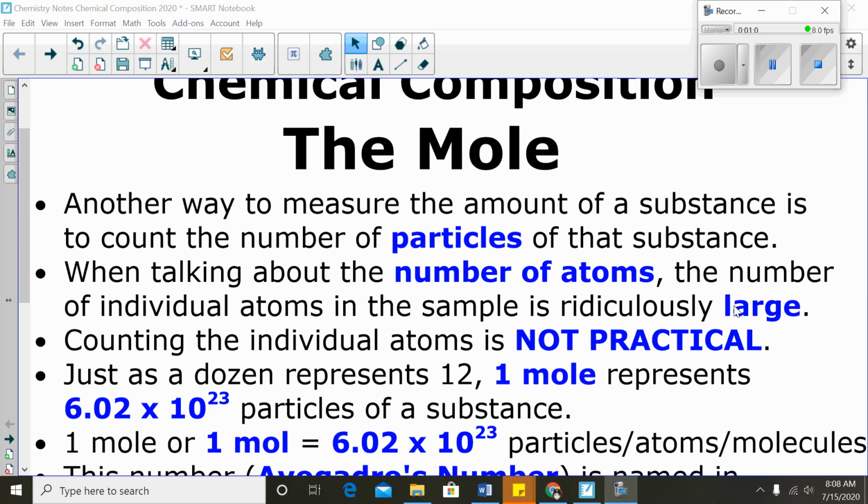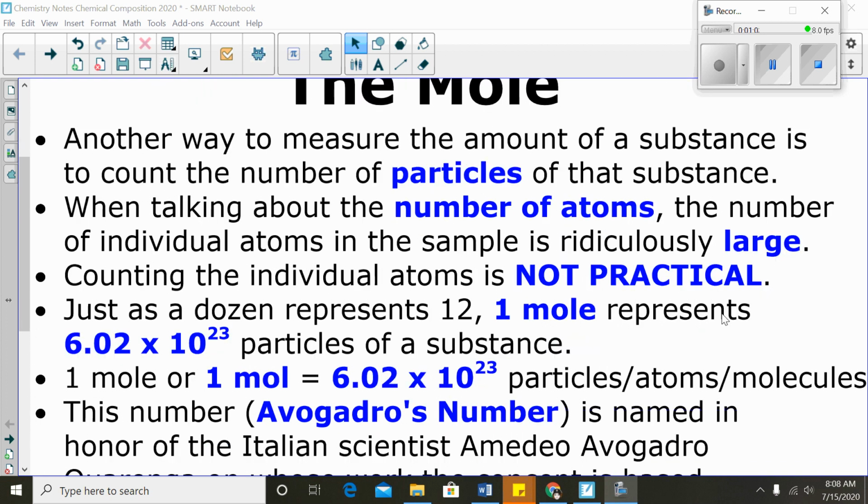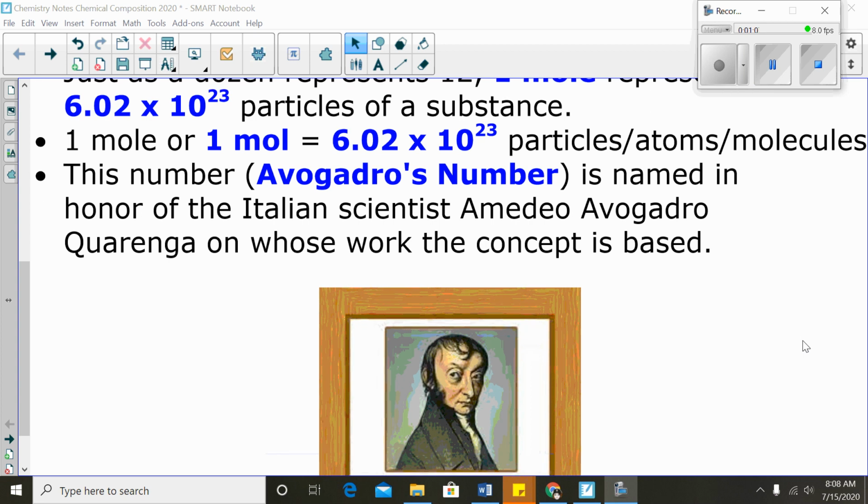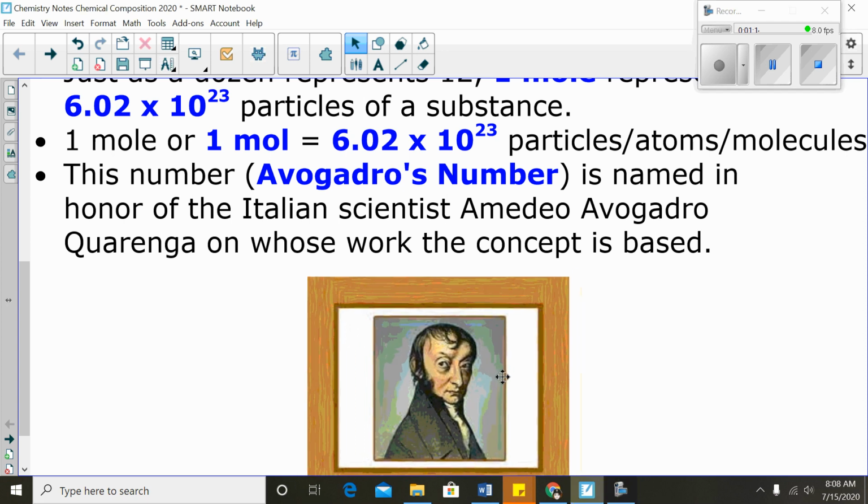or molecules. Now this number, often referred to as Avogadro's number, is named in honor of the Italian scientist Amedeo Avogadro Quarenga, on whose work the concept is based. And here's an image of him.